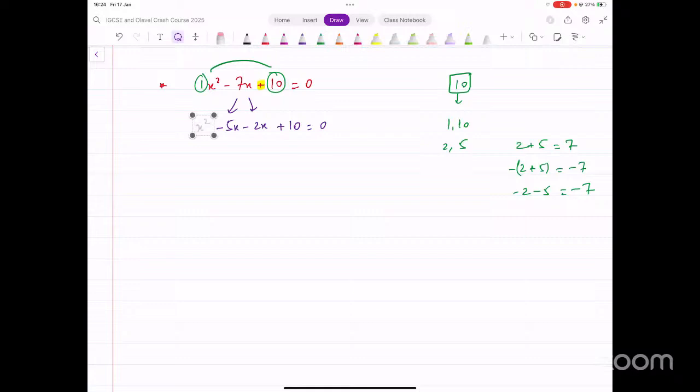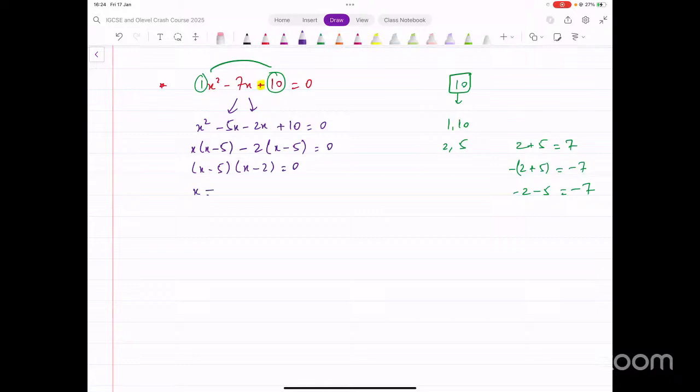And now, what can you take common from the first two terms? You can take x common, and that leaves you with x minus 5 inside. You take minus 2 common from this, and that leaves you with x minus 5 here. And you've got the same expression inside the brackets. You can take that common: x minus 5 into x minus 2 equal to 0.